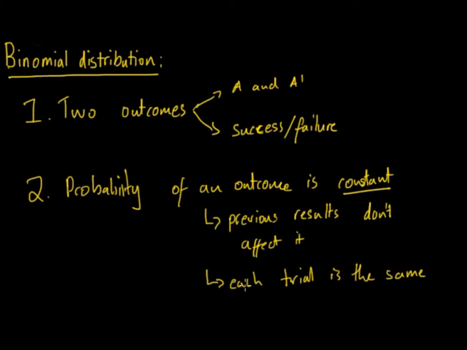The other way it must be constant is that each trial is the same. Now I use the word trial a lot, and that just basically refers to the number of repetitions of something occurring. So if it was rolling a dice, each time you roll a dice, that's a trial. So for each of the trials, the probability must be the same.